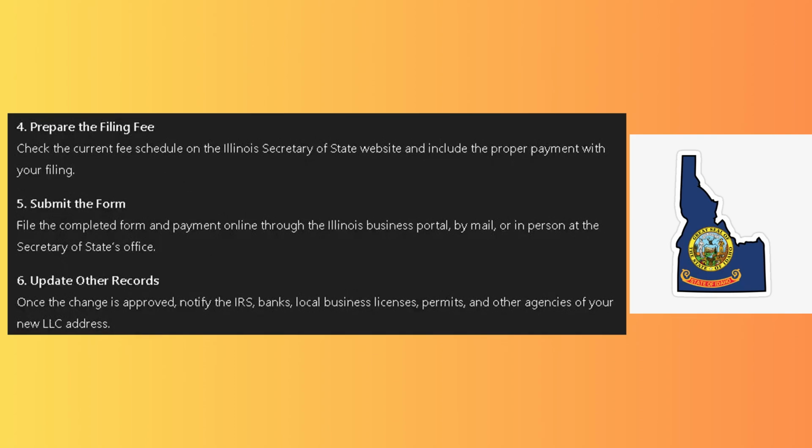Pay the filing fee. Prepare your state filing fee. Check the Idaho Secretary of State website for the most current filing fee that you need to pay. Submit the form. File the form and the fee online, or you can go in person.